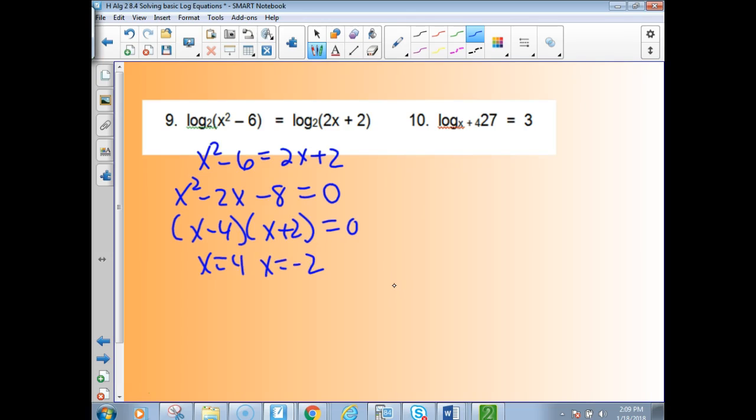However, when you get a quadratic and you solve and get two solutions, you better check the solutions. You really should check them anyway, especially when x is in here, because this can't be a negative number. So if you put in negative 2, you would get a negative number inside the logarithm, and that does not work. So you have to eliminate this extraneous solution, and the answer is only 4.